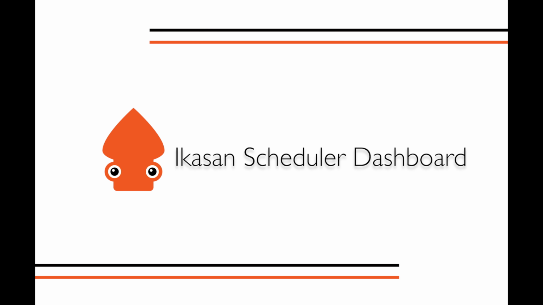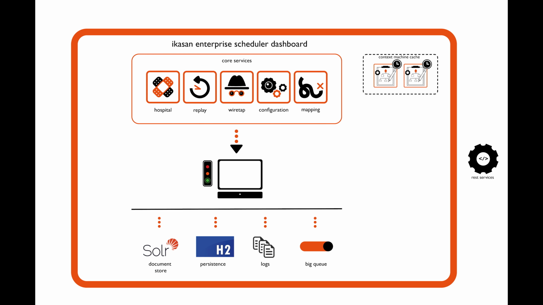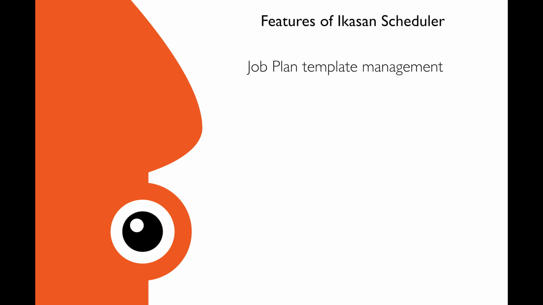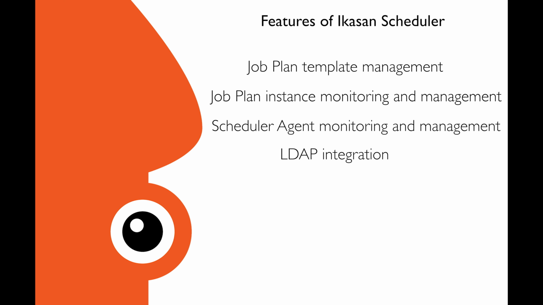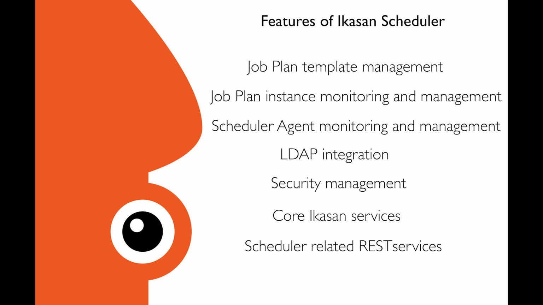And on to the Ikasan Enterprise Scheduler dashboard. The Ikasan Enterprise Scheduler dashboard is a Spring Boot web application. It provides management and monitoring capabilities for all scheduler-related features. These features include job plan template management, job plan instance monitoring and management, scheduler agent monitoring and management, LDAP integration, security management, core Ikasan services, including the hospital service, the replay service, the wiretap service, the configuration service, and the mapping service. Various REST services related to scheduler features, including features to allow for job plans to be provisioned, as well as other services that support the inter-process communications between the scheduler dashboard and agents. And it also has a context machine cache, managing access to all running job plan instances.